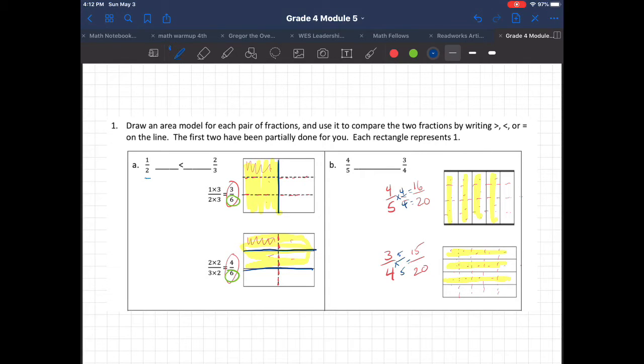And now that we've done that, we can see that there are 16 of the pieces on the top and only 15 on the bottom rectangle. So 16/20 is more, and 16/20 is the same as 4/5. So we put our greater than symbol there.